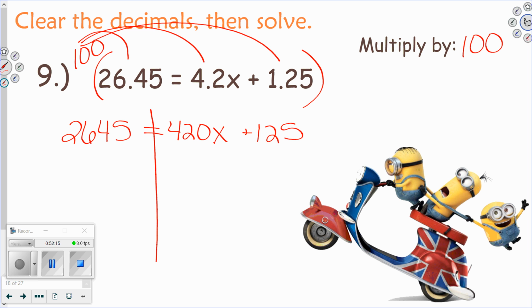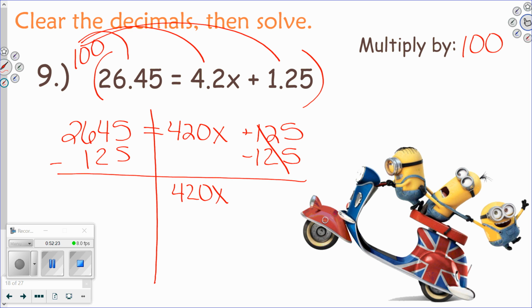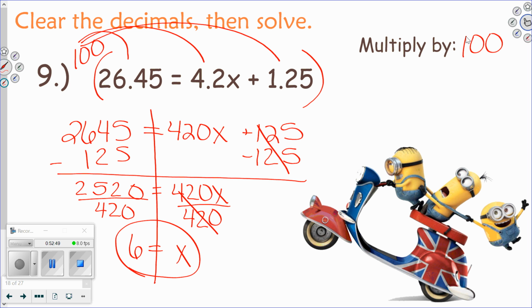What do I move first? Good. Subtract 125. So 420x equals 2,520. Divide by 420. And x equals 6. That's a nice, pretty answer. Oh my gosh, right? We haven't had one of those in a while. It's just 6. You almost get to the point where you're like, did I do it wrong? It's pretty. It shouldn't be pretty, right? Most of them are ugly answers.